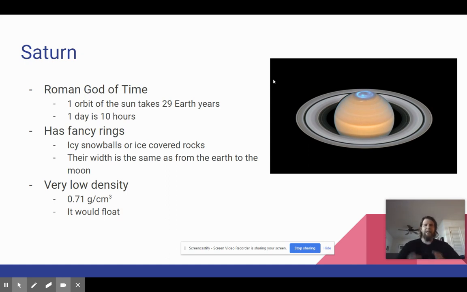So the gaseous giants, since they're mainly made up of gases, are very light. So all of the gaseous giants are very low density. So the reason I have Saturn's density here being 0.71 grams per cubic centimeter is that water's density is 1.0 grams per cubic centimeter. So this means that since Saturn is lighter per cubic centimeter than water, if you had this big gigantic pool and you plopped Saturn down in it, it would float. Kind of cool.